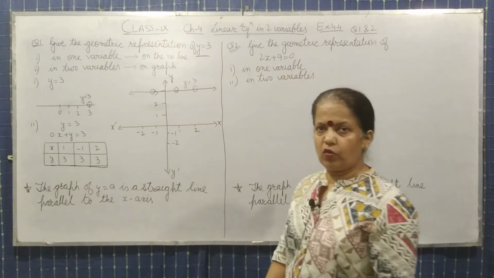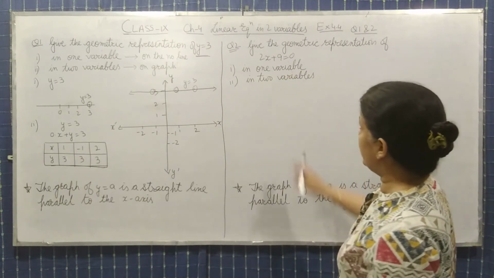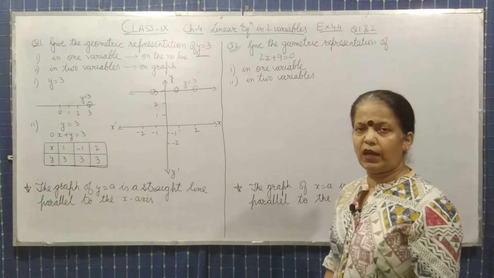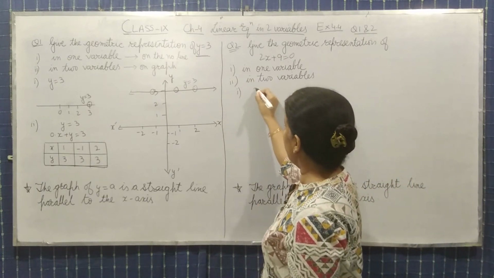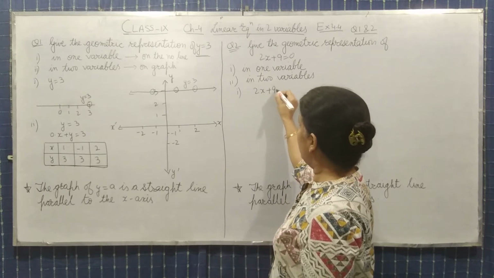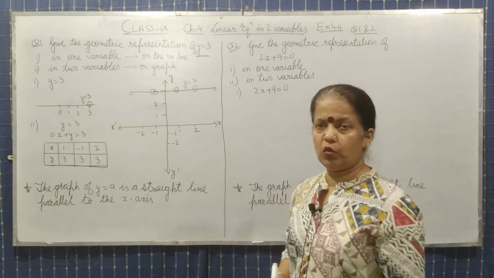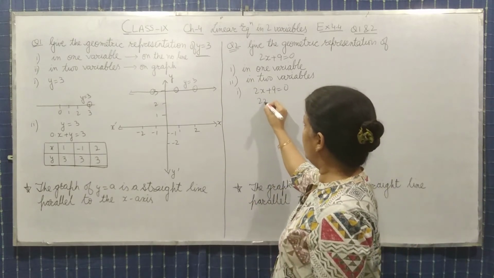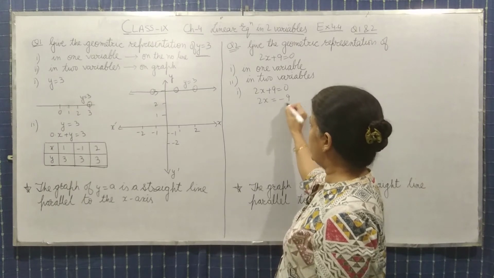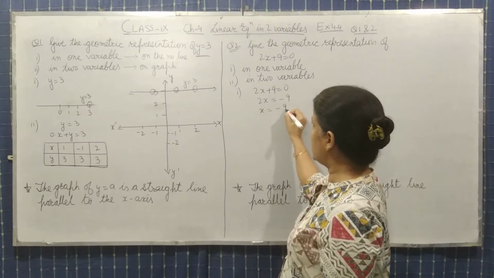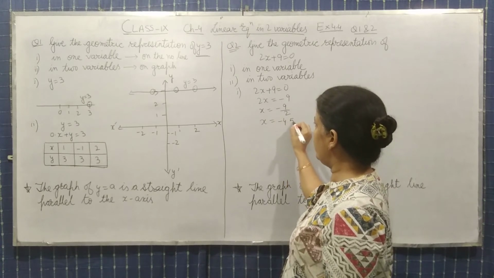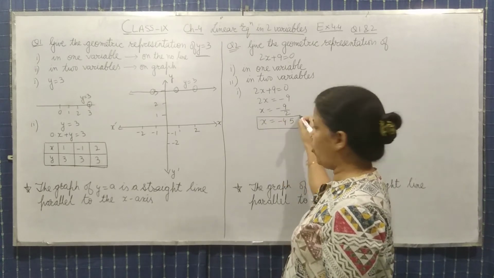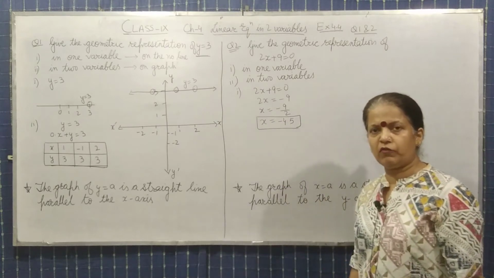Come to the second question. In the second question, 2x plus 9 equals 0. First we will take this linear equation, 2x equal minus 9. So x equal minus 9 by 2, or we can say x equal minus 4.5. So you have got x equal minus 4.5.